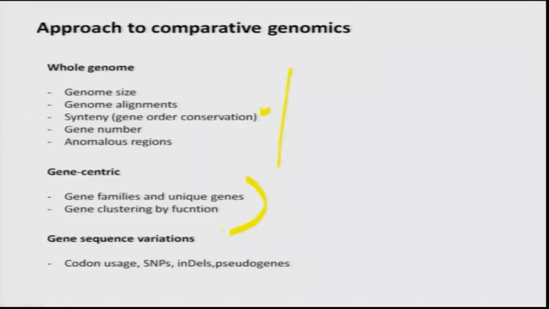Or go and look at gene clustering, for example, how the gene family has evolved, right. So, we will give you some examples on this. And finally, we also look into what is called gene sequence variations. This is an important area which directly affects humans, because for example, the SNPs, single nucleotide polymorphisms, or insertion-deletion polymorphisms, or pseudogenes, genes, the sequences that have gene structure, but they are not functional.